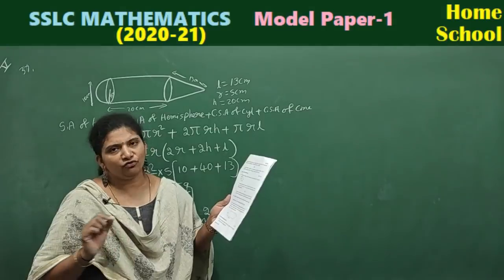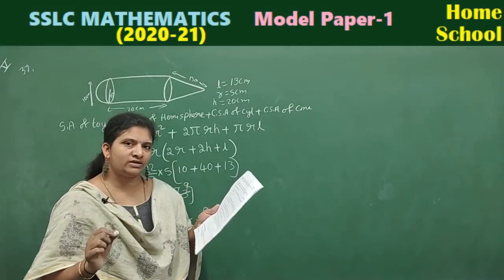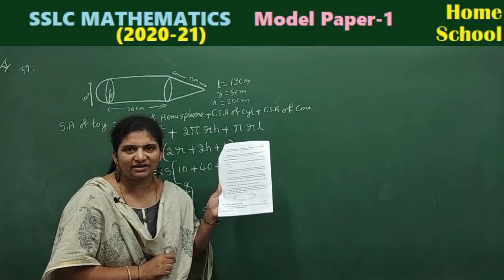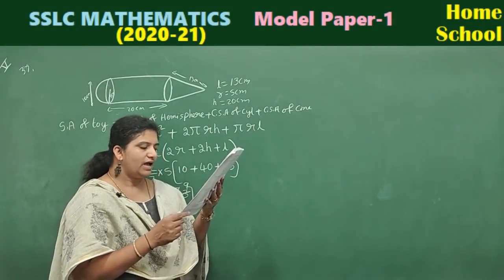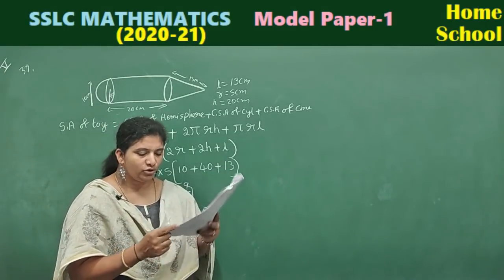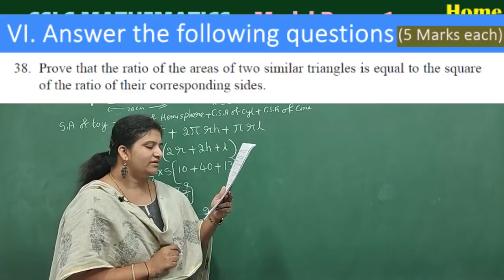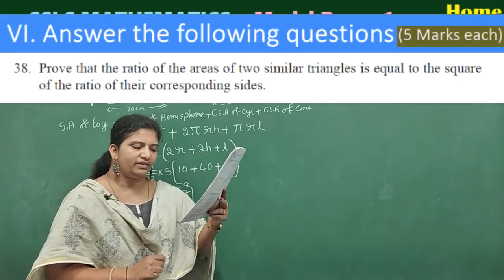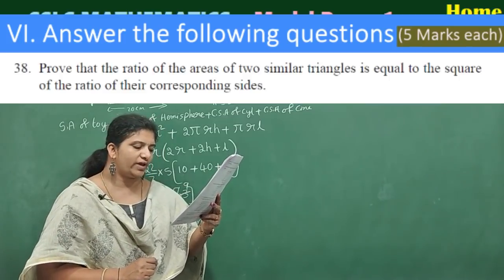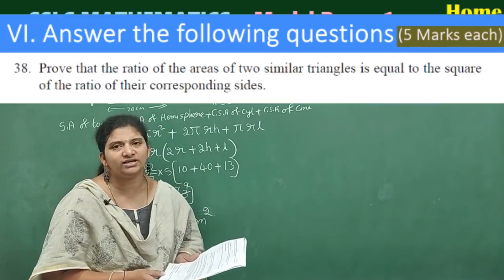With this, we end the 4 marks questions. The 4 marks questions carry 16 marks. And your last main is the 6th main. Answer the following question. Only one question will be there, and that too, you have a theorem in this. 38th question: prove that the ratio of the areas of two similar triangles is equal to the square of the ratio of their corresponding sides.